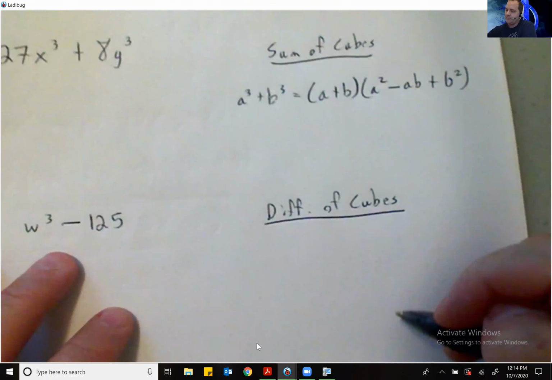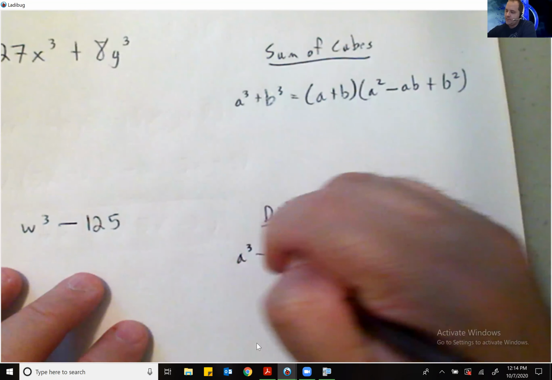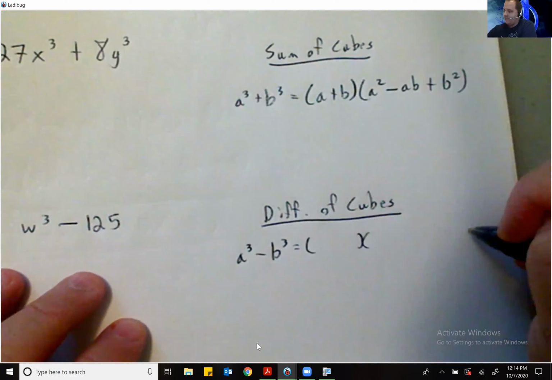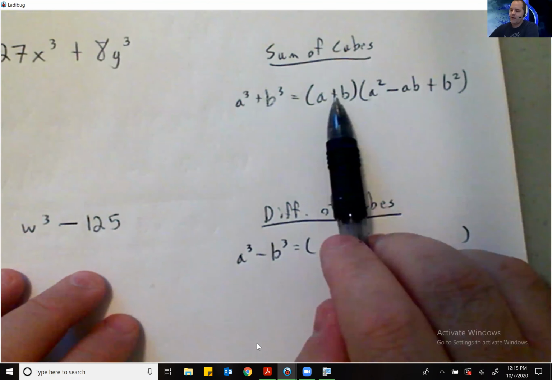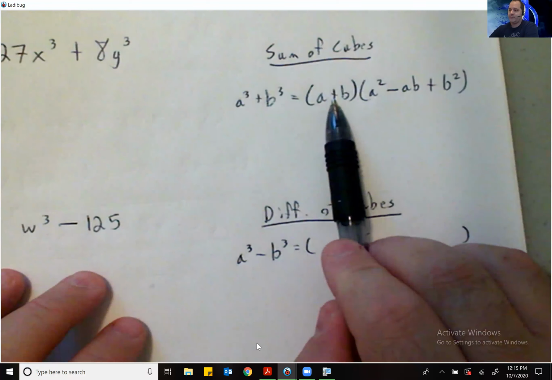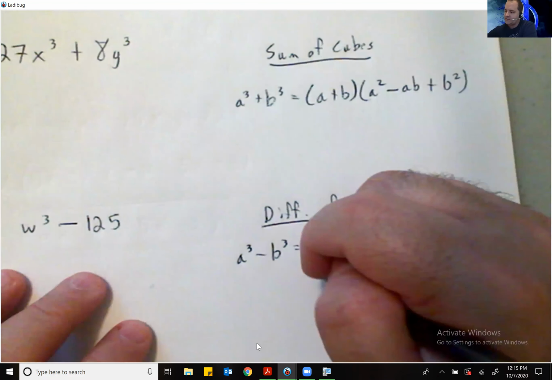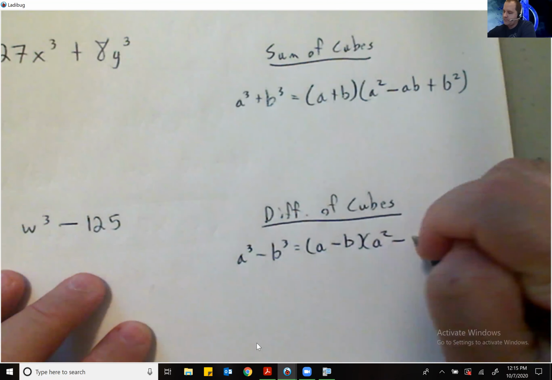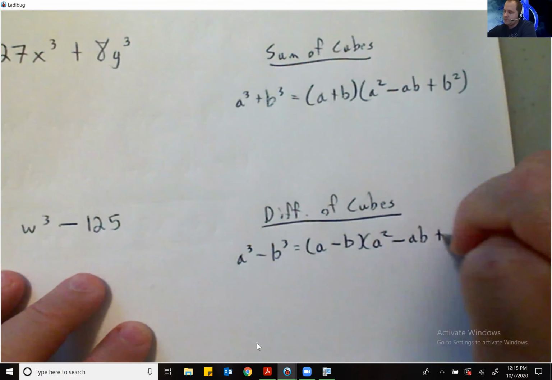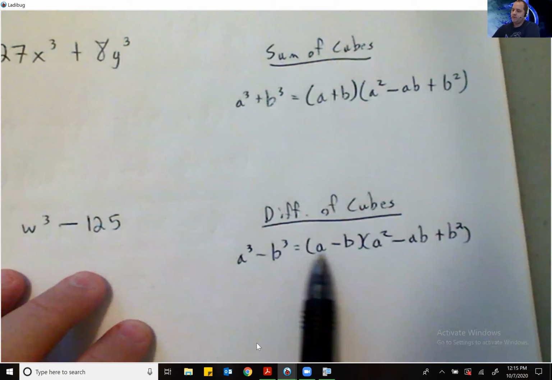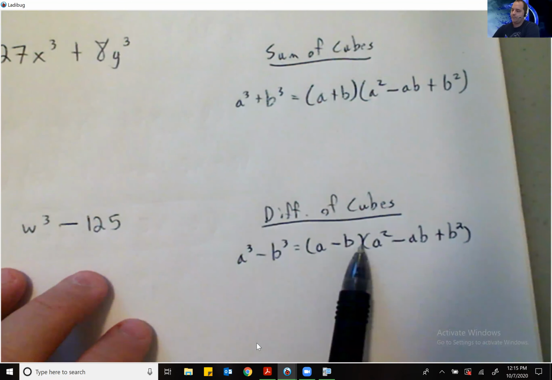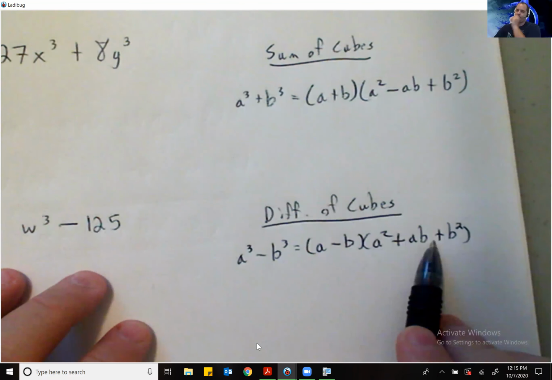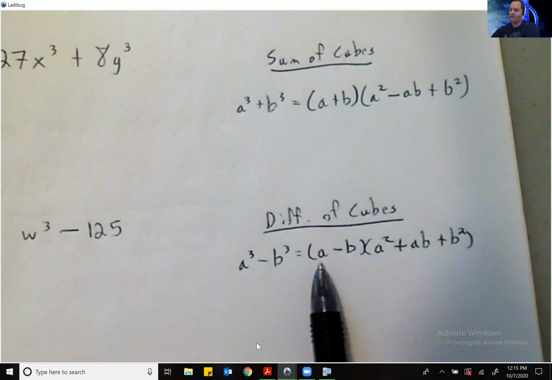When you have a difference of cubes, you got A cubed minus B cubed. And its formula looks a lot like the sum. The only difference is this plus becomes a minus and this minus becomes a plus. That's the only difference between these 2 formulas, is where this plus and minus are located. So difference of cubes, your first parenthesis A minus B, your second parenthesis becomes A squared plus AB plus B squared.